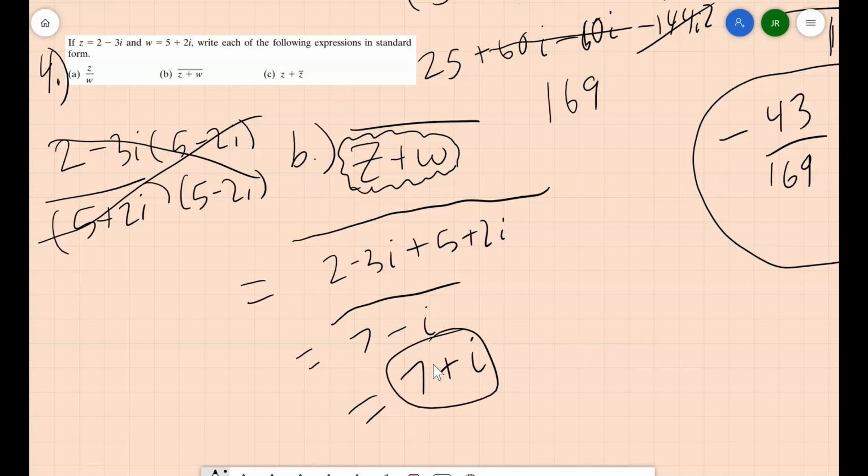All right, part C, I've got to do z plus z conjugate. Part C. Is z plus z conjugate.